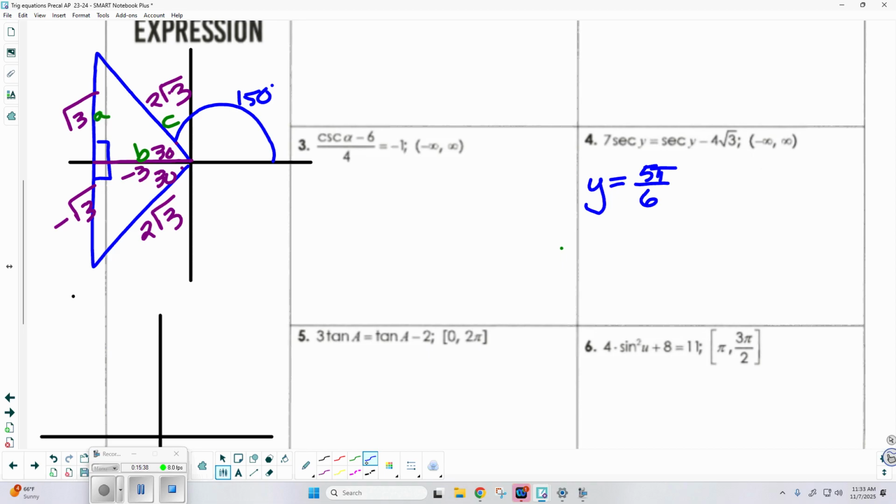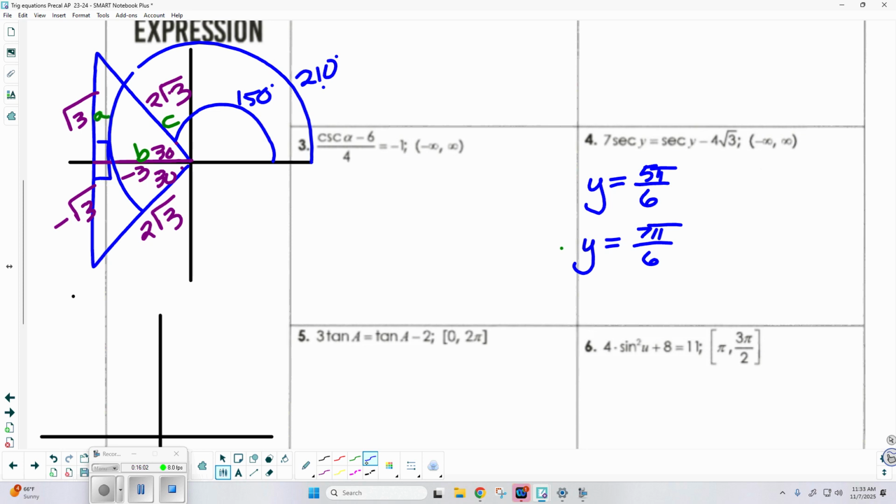Okay. Now I'm going to start in standard position again, and I'm going to rotate around to the other hypotenuse. What's a 180 plus 30? 210. That's my second solution. And you might remember that 210 is 7 pi over 6.